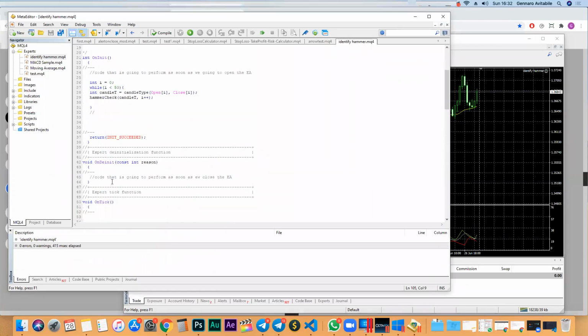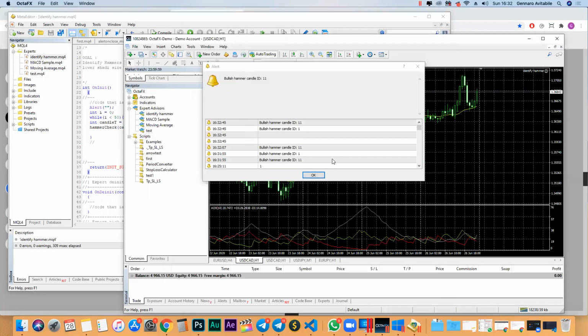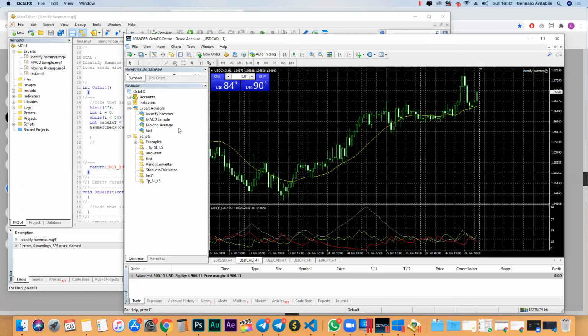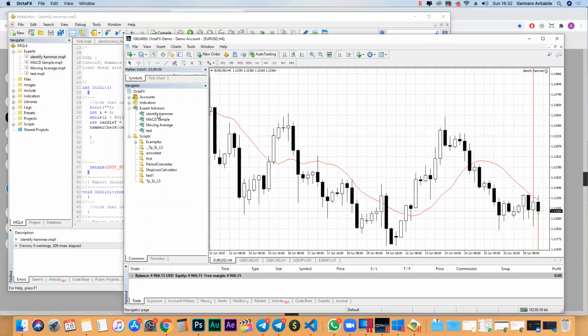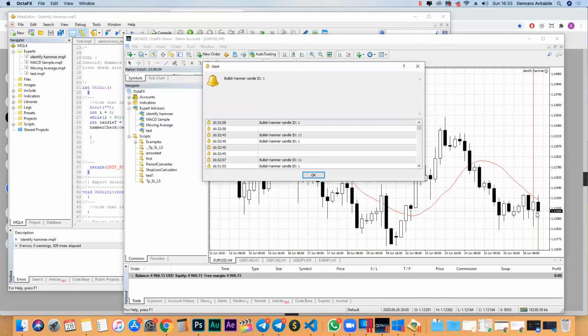But before we get too happy about this, let's do something cool. I'm going to add an empty line, otherwise it's going to be too messy to read. EURUSD. Now, EURUSD. Identify hammer, yes. Okay. 81. This is a hammer for him.